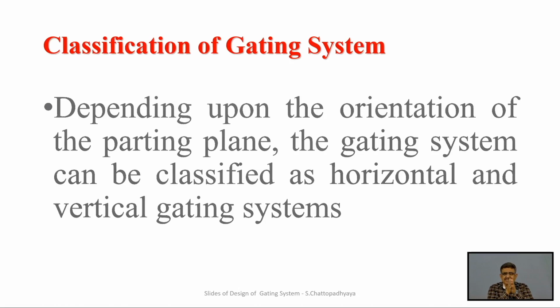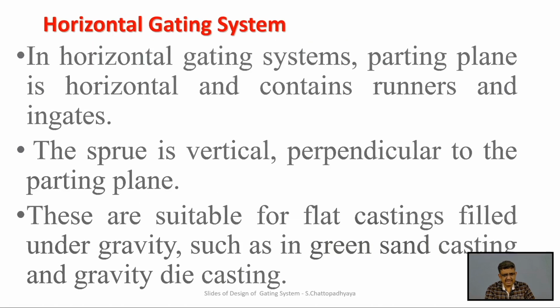The gate is horizontal or vertical, depending on the demand of the casting and the position of the casting. In a horizontal gating system, the parting plane is horizontal. In vertical, the parting plane is vertical. In the horizontal case, the parting plane contains runners and ingates. The sprue is vertical, but the gating is horizontal, and the sprue is perpendicular to the parting line.